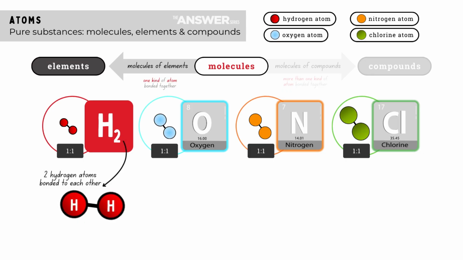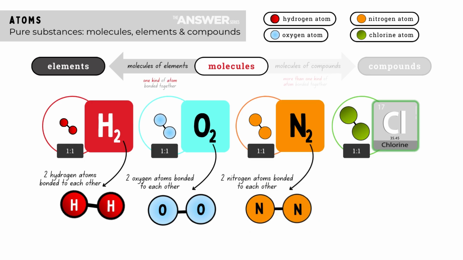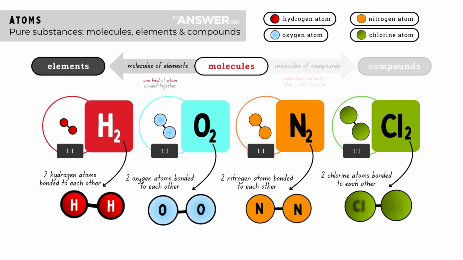So the chemical formula for hydrogen is H2 because it consists of two hydrogen atoms bonded to each other. The chemical formula for oxygen gas is O2 because it consists of two oxygen atoms bonded to each other. The chemical formula for nitrogen is N2 because it consists of two nitrogen atoms bonded, and the chemical formula for chlorine gas is Cl2 because it consists of 2 chlorine atoms bonded to each other.